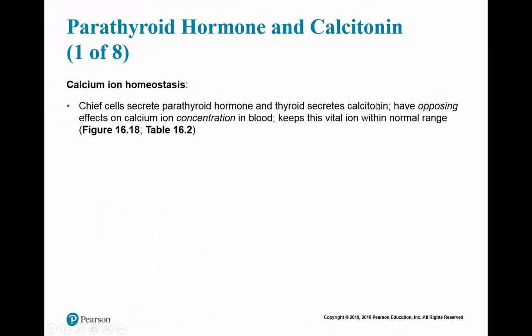Okay, now we're on objective 16 and we're looking at the parathyroid hormone and calcitonin. So the chief cells of the parathyroid gland secrete parathyroid hormone, and the thyroid secretes calcitonin, and they have opposing effects on your calcium ion concentration in the blood, and that's what keeps it in a normal range, which is vital for our survival.